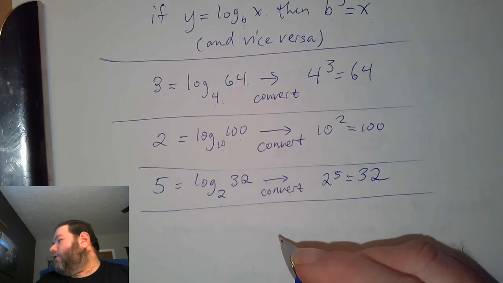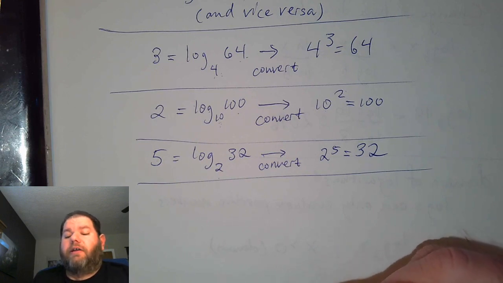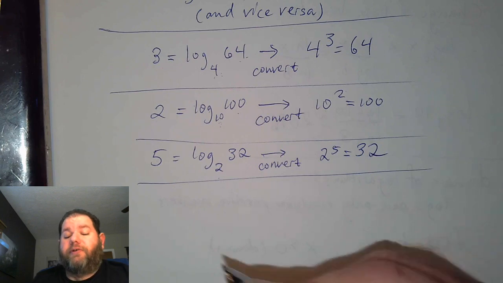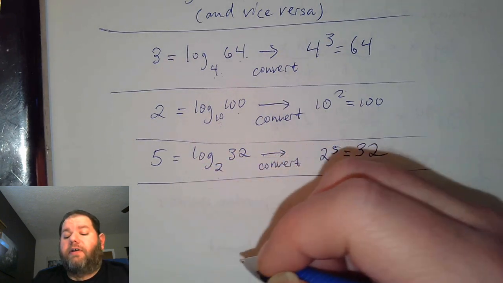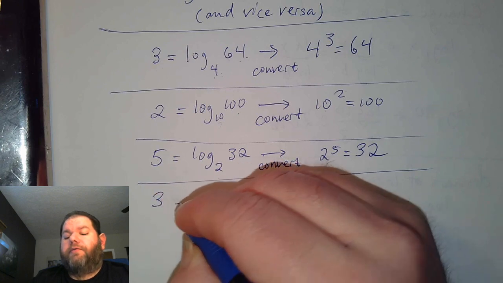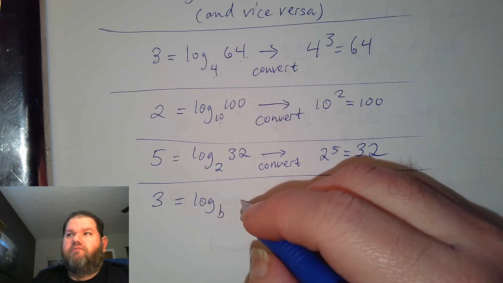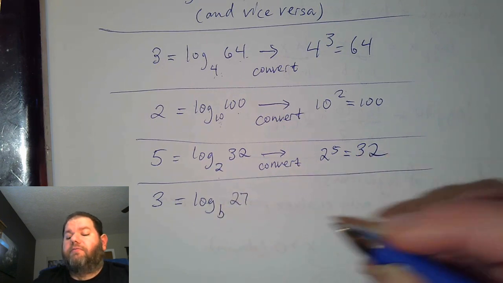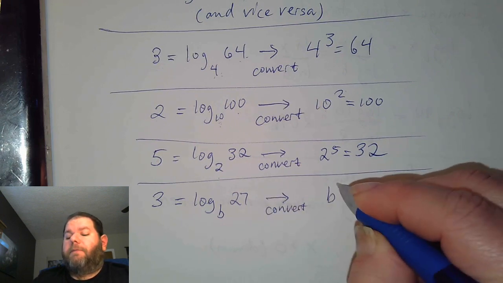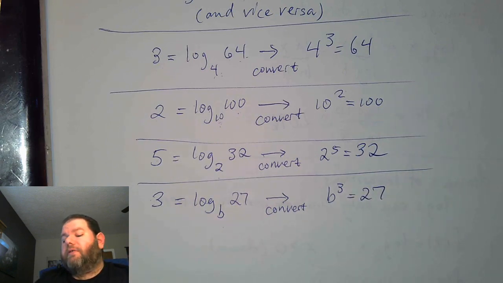Now, it doesn't have to have just all numbers. In fact, a lot of the time when we need to use this conversion formula in the course of solving a problem, not all three terms are going to be numbers. We might have, for instance, 3 equals log base b of 27. We can convert that and say b cubed is equal to 27. B to the third is 27.